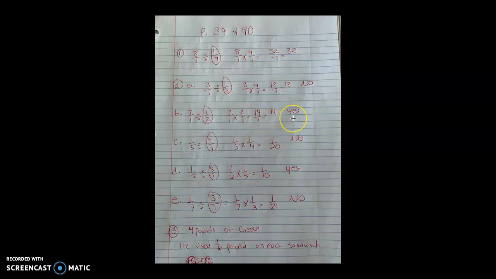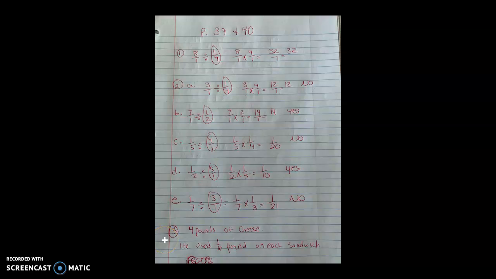So 14 is correct. For c, you're doing 1/4 divided by 4 over 1. Circle the second fraction and flip it. So you have 1/5 times 1/4, and you get 1/20th. So no, they are not correct. For d, you have 1/2 divided by 5 over 1. Circle and flip. So 1/2 times 1/5 is 1/10, so it is correct. For e, you have 1/7 divided by 3 over 1. Circle and flip, so you get 1 over 21, so that is not correct.